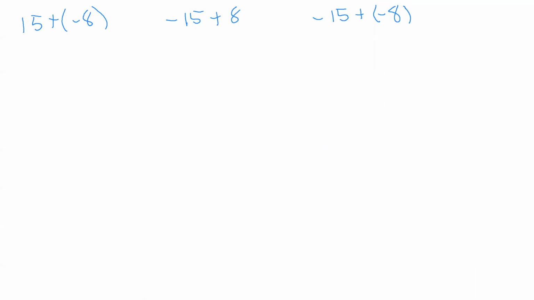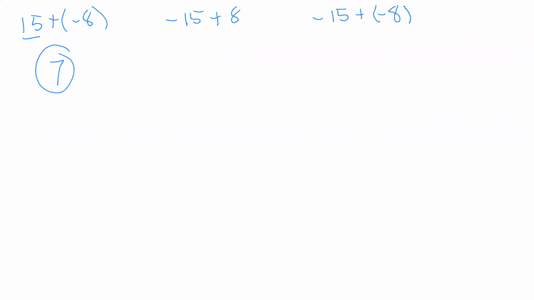All right, so 15 plus -8, we have two different signs. One's positive, one's negative. We want to find the difference between the positive and the negative, so we subtract. 15 minus 8 is 7. And then I have more positive than negative, so my final result is going to be +7.